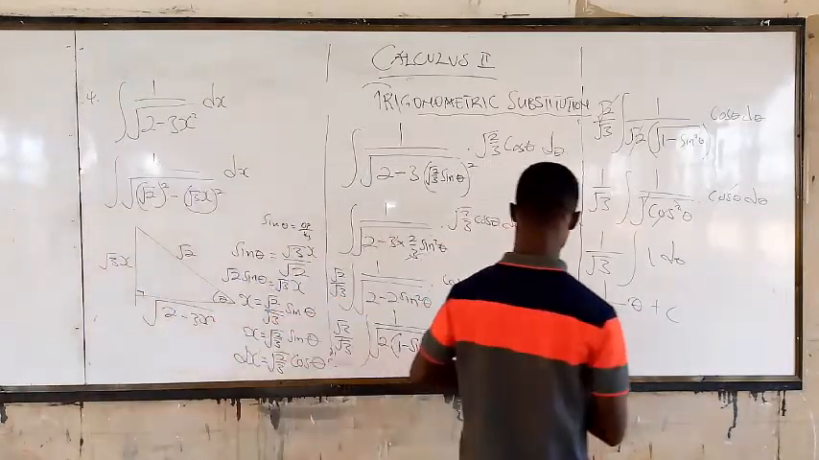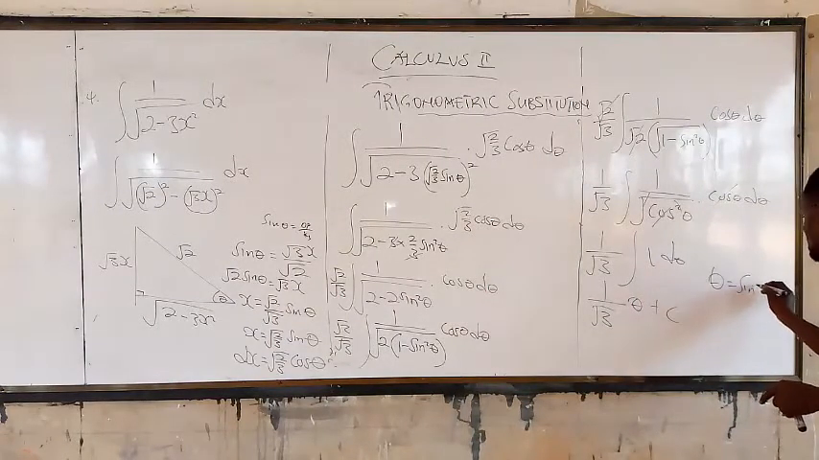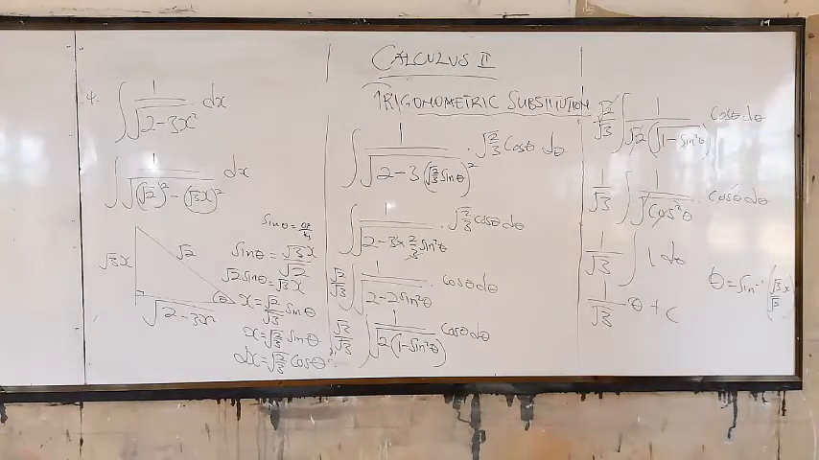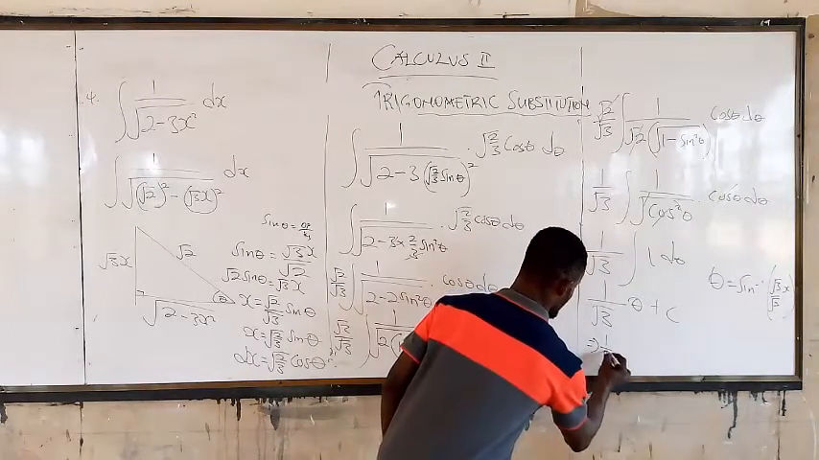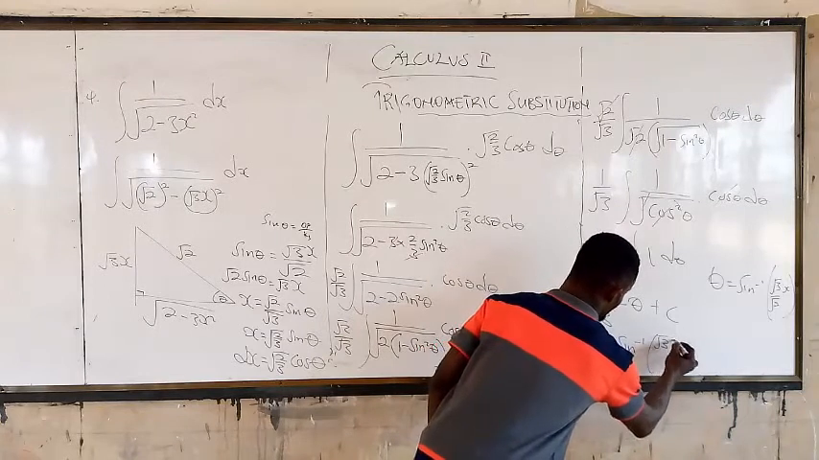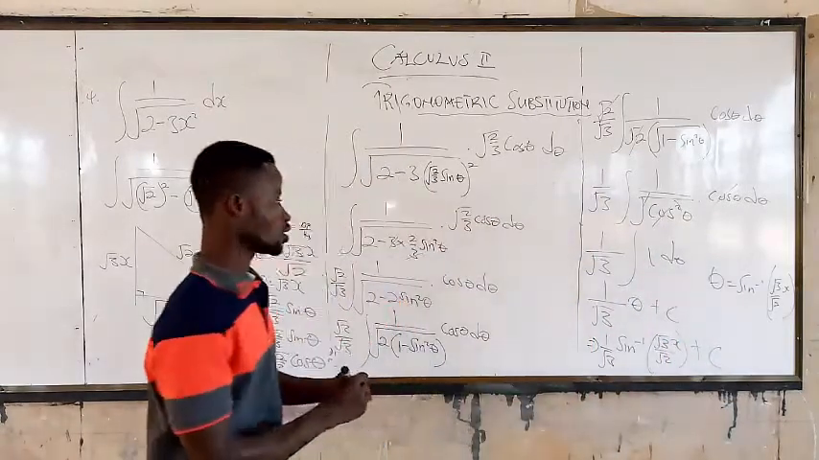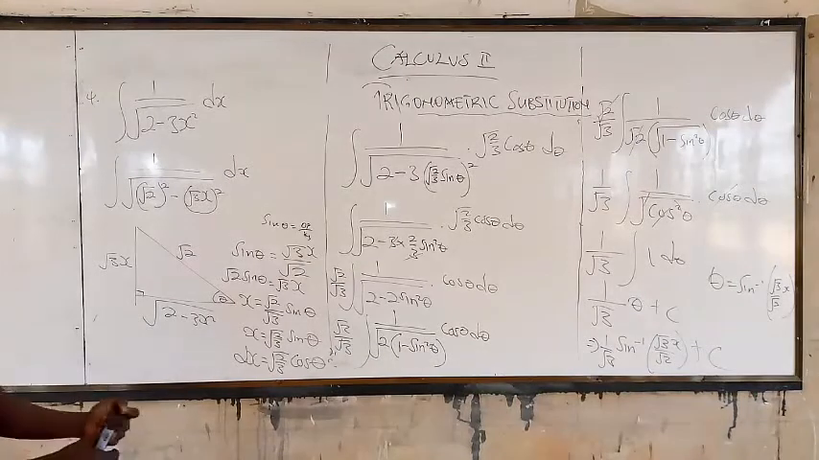And we know that sin theta is equal to this. So therefore, theta will be equal to sine inverse of square root of 3/square root of 2 x. That's going to be what? Sine inverse. So by substitution, we get 1/square root of 3 sine inverse of square root of 3x/square root of 2 plus c. So that is going to be our final answer for such a question.